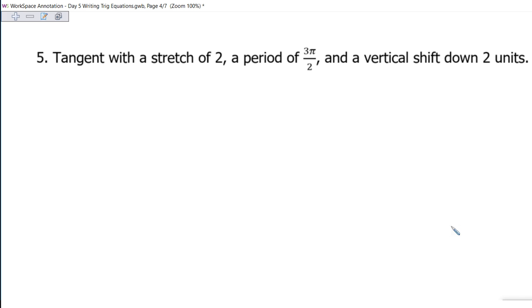Now this one's the tangent. It says tangent with a stretch of 2, a period of 3 pi over 2, and a vertical stretch, not a vertical stretch, a vertical shift down 2 units. So if I'm talking about tangent, my general equation would be y equals a times the tangent of b times x minus c plus d.